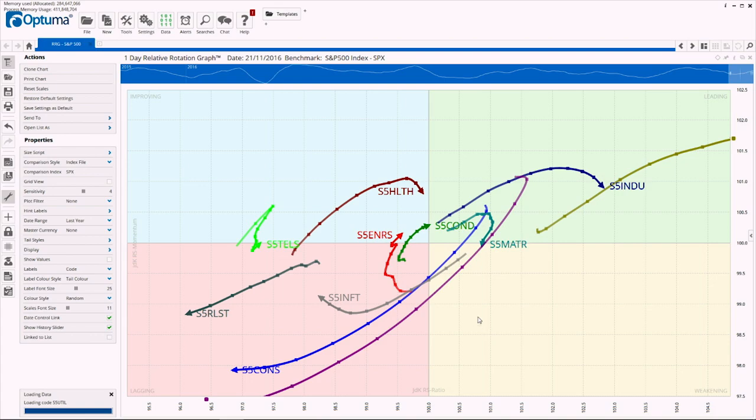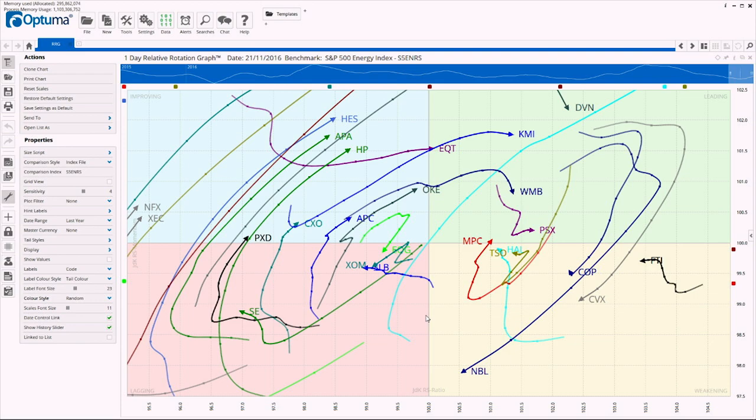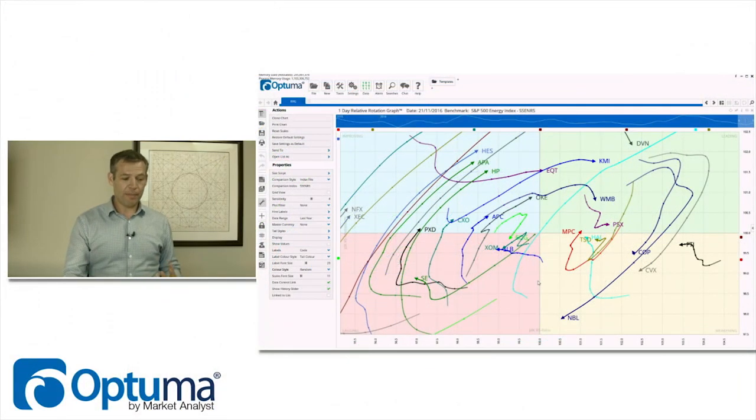Let's just say we've been looking at the energy sector, and say, right, I want to know what stocks I can add to my portfolio? Well, with the Bloomberg one, I can come along in here and say, right, let's display the index members. So what we've got here is all the energy stocks that are part of the S&P 500 Energy Index. And you can see at the top that Optuma has automatically set the S5 energy sector as the benchmark there.